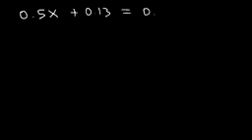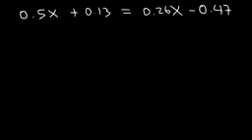Now let's move on to another example. Let's say we have 0.5x plus 0.13 is equal to 0.26x minus 0.47. How can we find the value of x if we have a linear equation with decimals? So notice that we have some numbers that are rounded to the hundredths place. If you see 2 digits after the decimal point, you want to multiply everything by 100. If you only see 1 digit, multiply everything by 10. But since we have some numbers with 2 digits after the decimal point, use 100 to clear away all decimals.